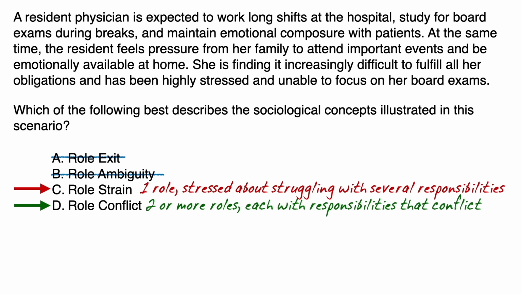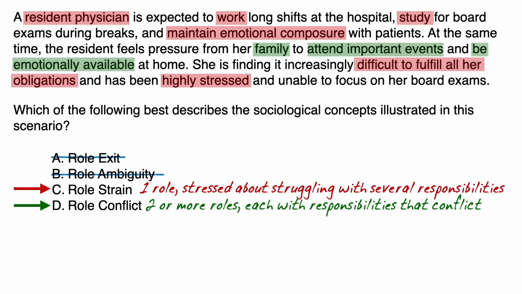Upon first read of this question stem, it seems like the resident is experiencing role strain, because in one role she has several responsibilities and is struggling with these responsibilities and becoming stressed. But she has another role and several responsibilities in that role, too. There are two distinct roles in this question stem, resident physician and family member, leading to role conflict, which is the correct answer.